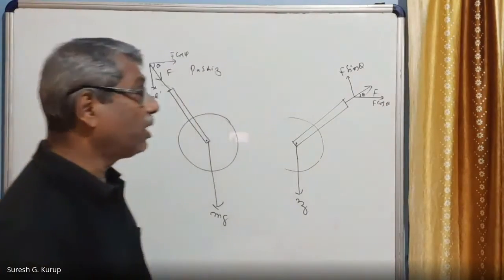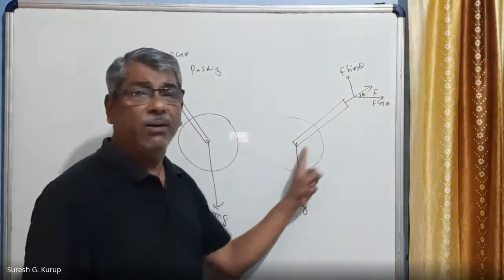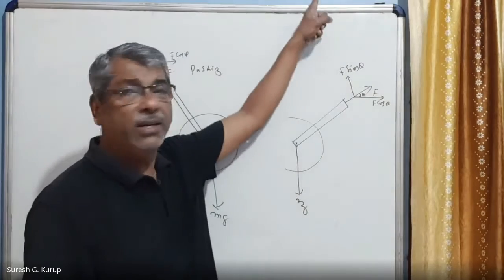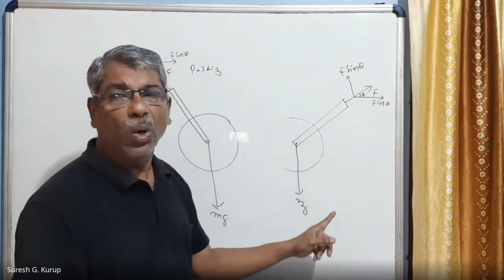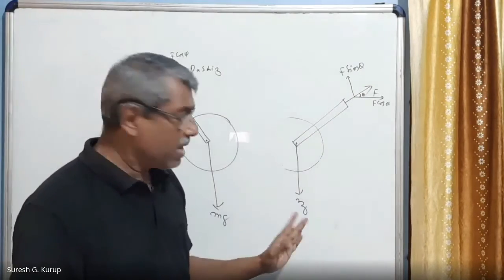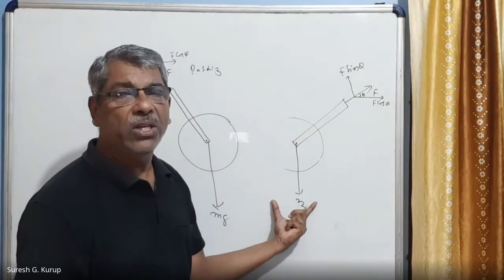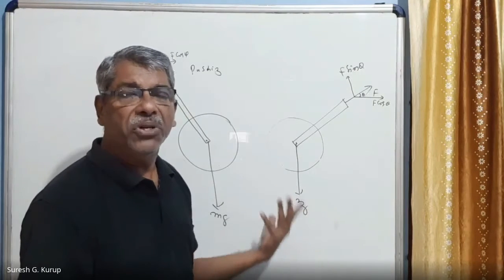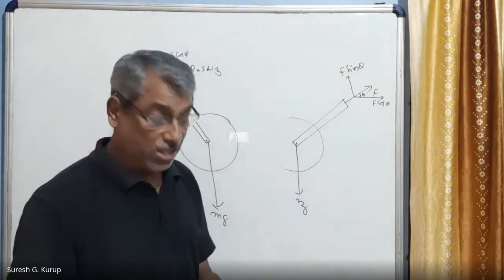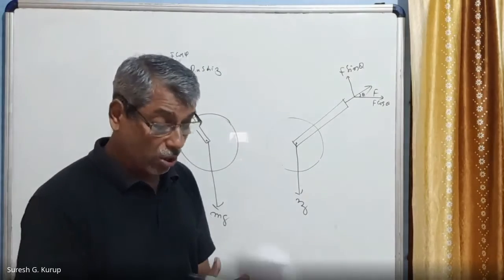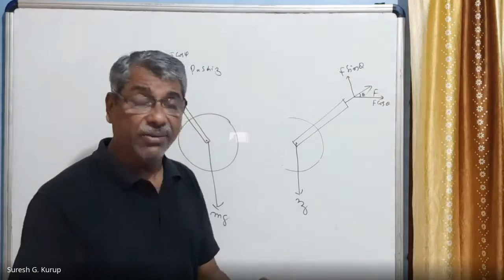Mg is acting vertically downwards. So at the time when we are pulling the roller, you see that the sin theta component is in a direction opposite to weight. That means when we pull the roller with the force F, the sin theta component of the force reduces the weight of the body. So the weight of the body is reduced, and it becomes easier to pull the body in a certain direction on the floor or on the ground. So this is a very important result.